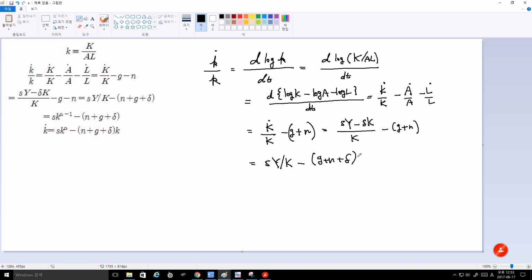Delta, right? And then previously, we saw that Y over K is, as basically K^α (AL)^(1-α) divided by K, as now they cancel out, so small k to the power alpha minus 1. Alpha becomes alpha minus 1 now, right?